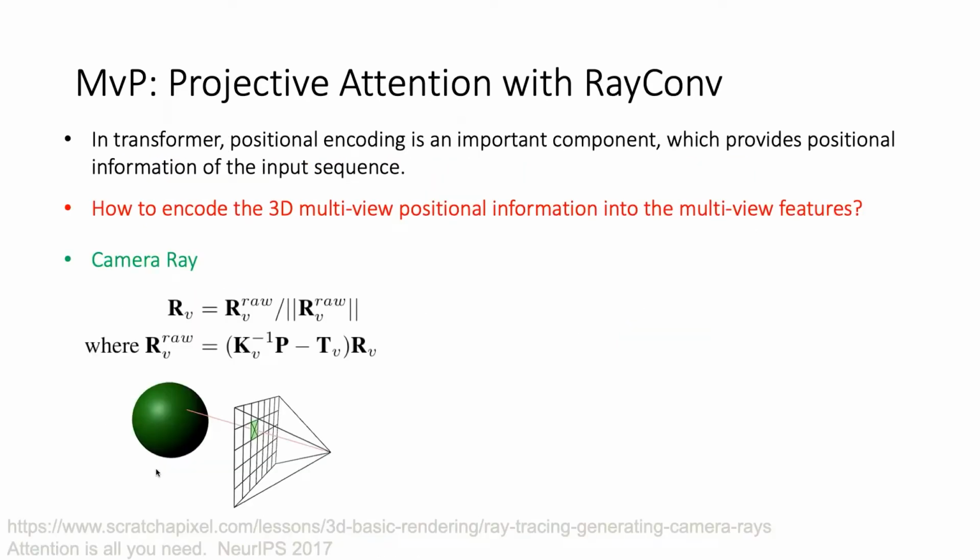And up to now, the projective attention does not consider the positional information. We know in transformer, the positional encoding is an important component. It provides the positional information of the input sequence. So how to encode the 3D multi-view positional information into the multi-view features? We use the camera array to achieve this goal. The camera array can be calculated with the camera parameters. It can represent the 3D dimensional information that each image pixel is captured from the camera.